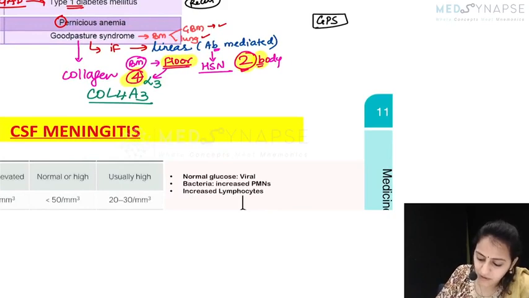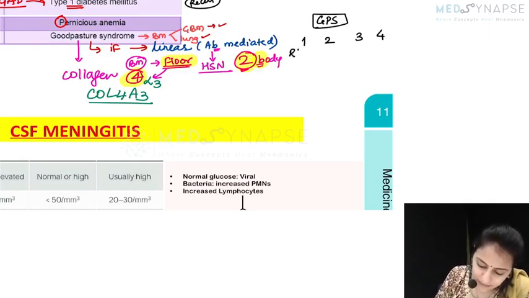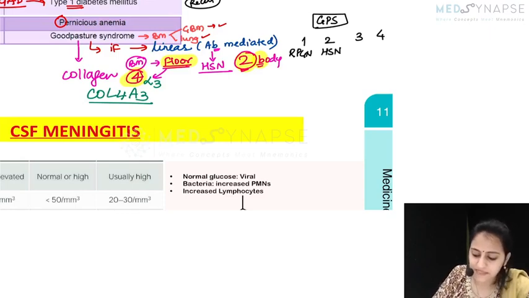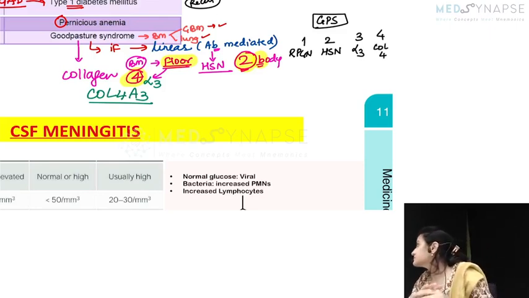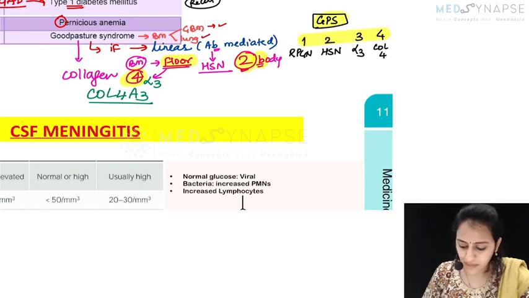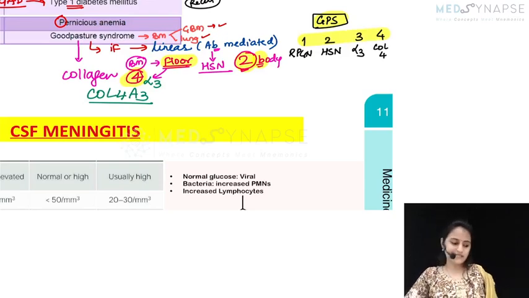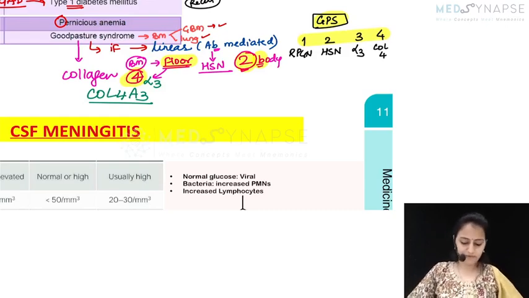Remember the mnemonic for Goodpasture syndrome is 1, 2, 3, 4. What is 1? It is type 1 RPGN. 2, it is type 2 hypersensitivity. 3, it is alpha 3 chain of which collagen? 4, collagen 4. So Goodpasture's is 1, 2, 3, 4: 1 RPGN, 2 hypersensitivity, alpha 3 chain and collagen type 4.